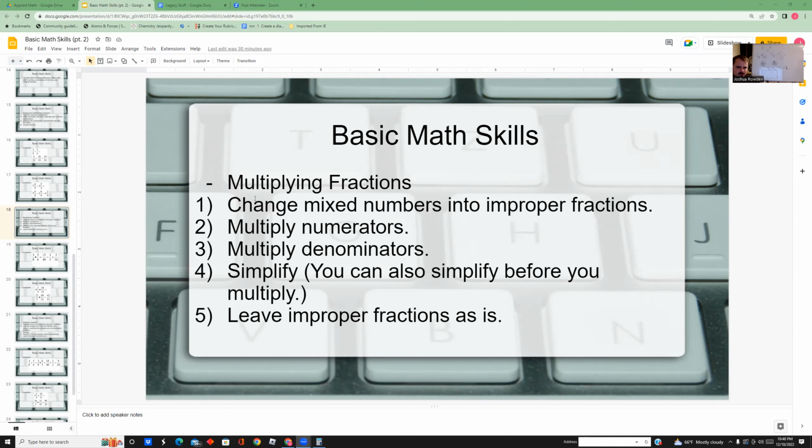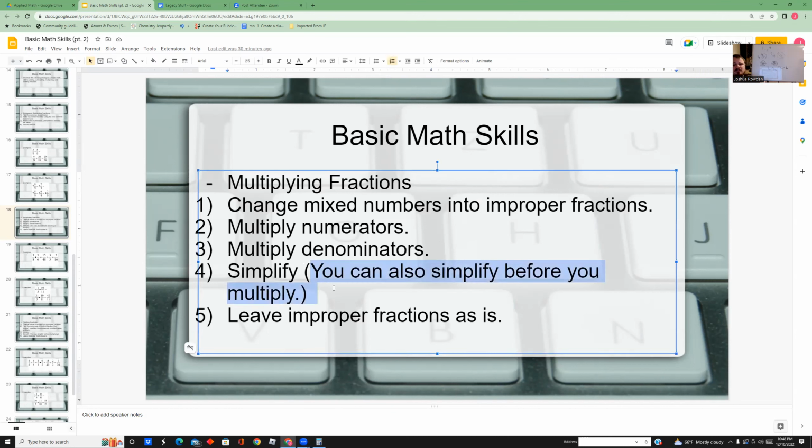So you multiply the top, multiply the bottom, and then you can simplify. One thing about this is that it can help you if you simplify before doing any multiplication. So if you have a 2 over 4, make it a 1 over 2 before you do anything. I'll show you examples of that. And with multiplying and dividing, if the result is improper, leave it as it is. Don't make it a mixed number.